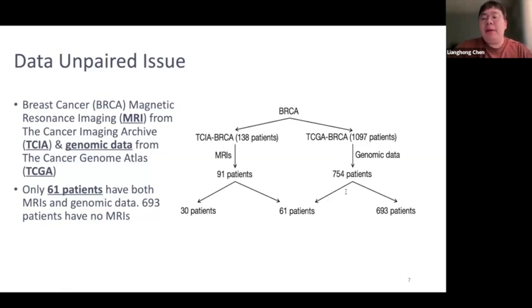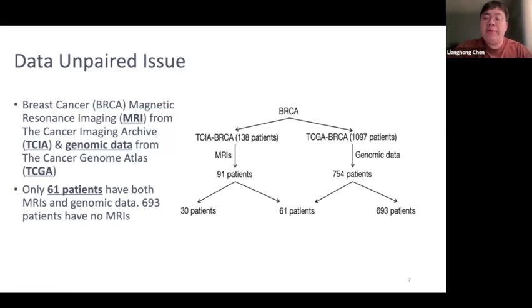TCIA provides a large publicly accessible collection of medical images paired with clinical and genomic data for cancer research, while TCGA catalogs genetic mutations for cancer using bioinformatics.